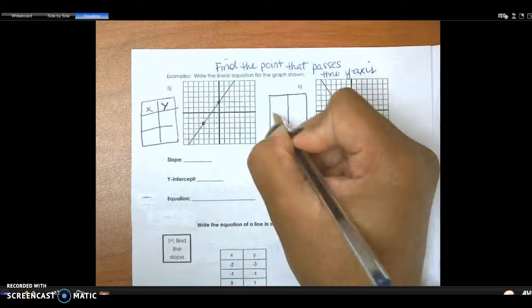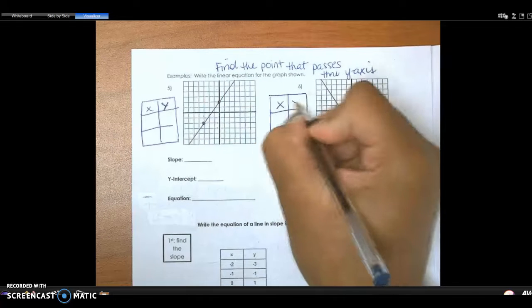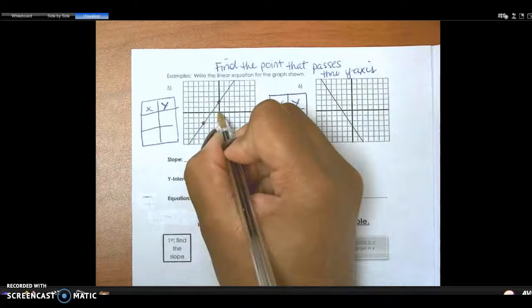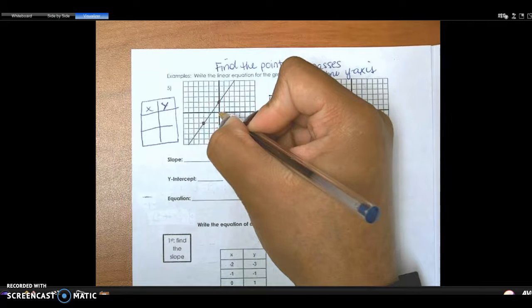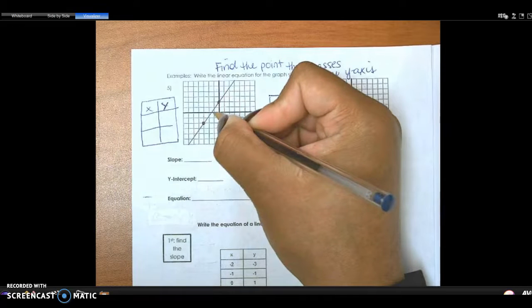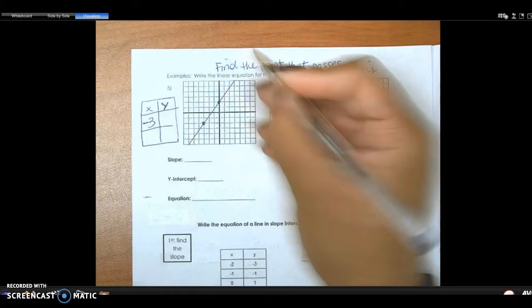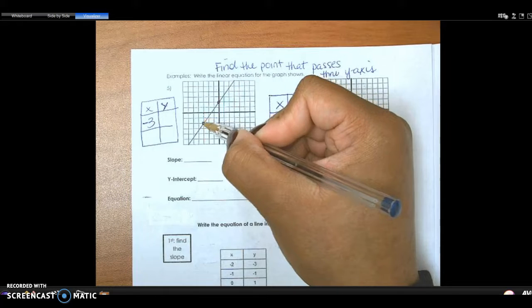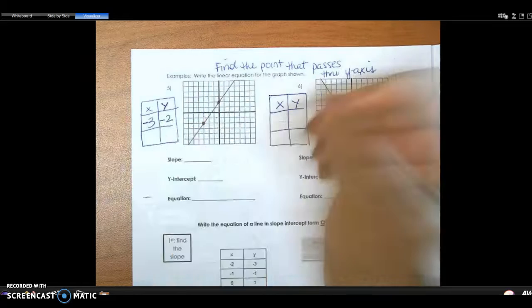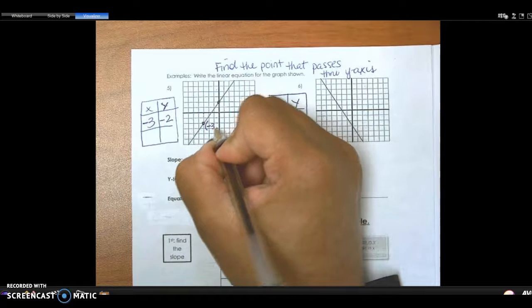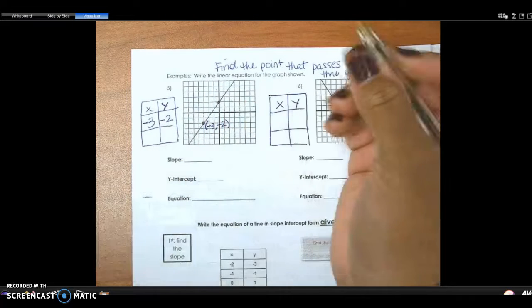X and y. Start at the origin. How far did you run? I ran -1, 2, 3. So that's going to be my x. And then I jumped down -2. My point here is -3, -2.